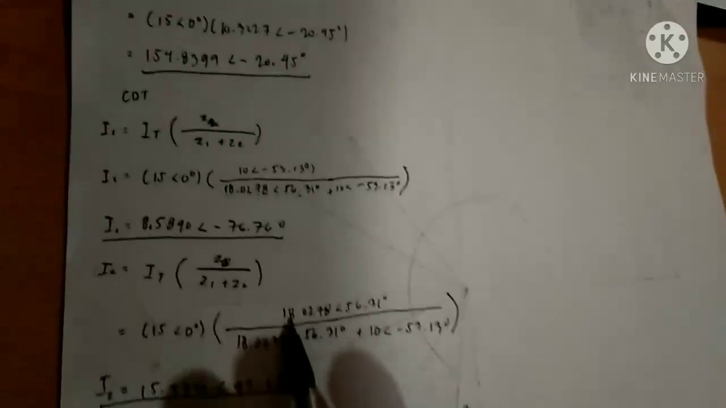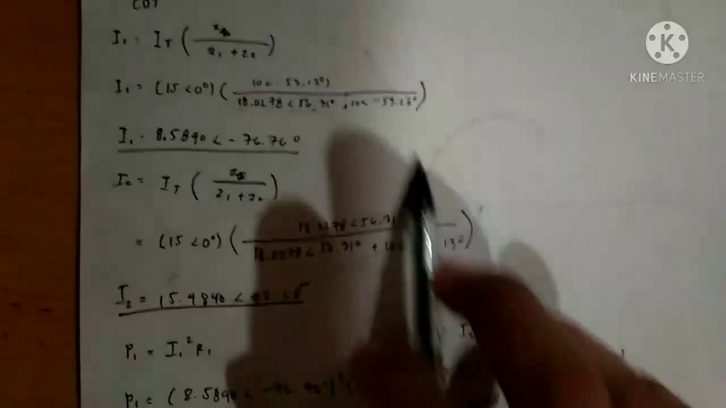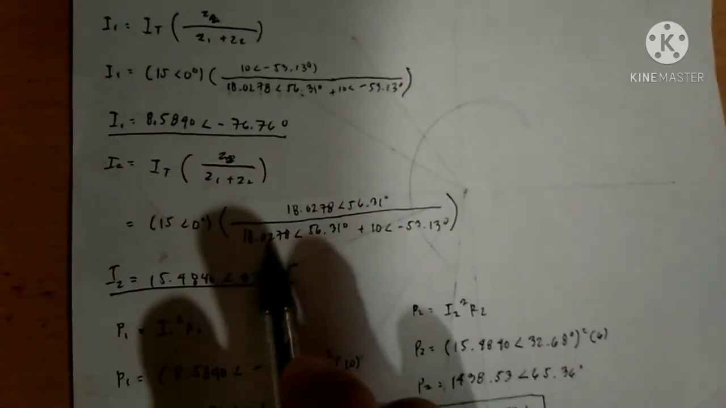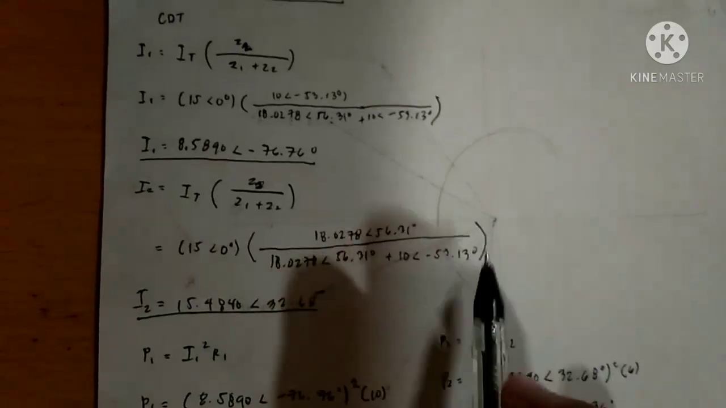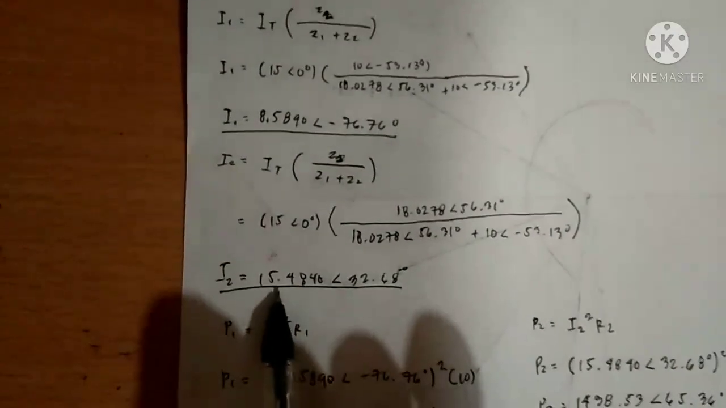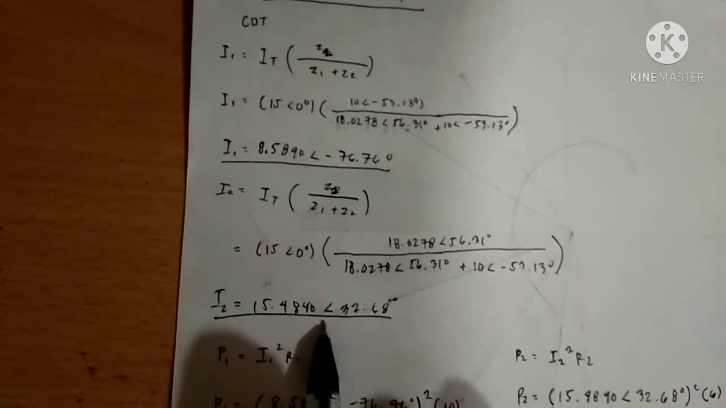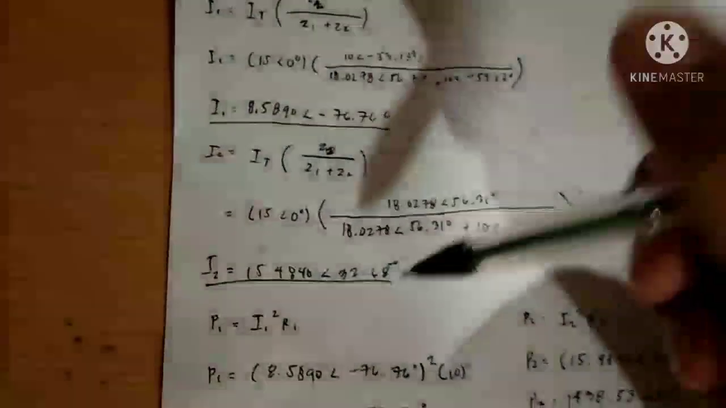So our Z1 is 18.0278 angle 56.31, and that will be over our Z1 and Z2, which is 18.0278 angle 56.31 plus 10 angle negative 53.13 degrees. If you equate that with your calculator, it will equate to I2 is equivalent to 15.4840 angle 32.68 degrees.